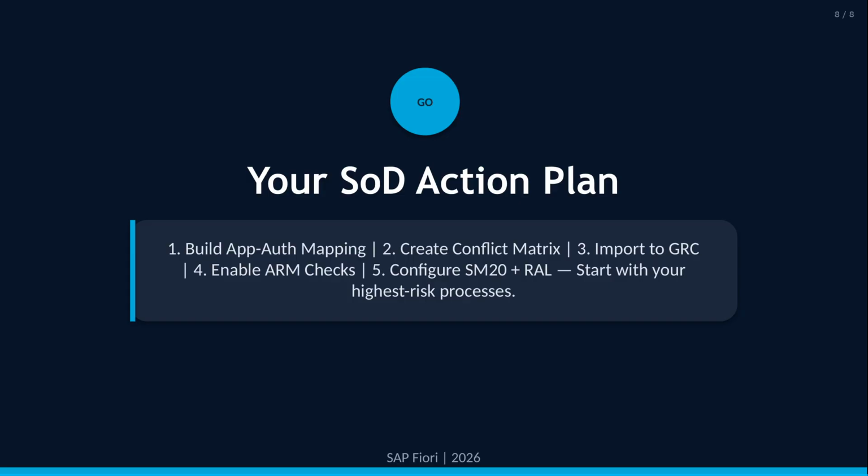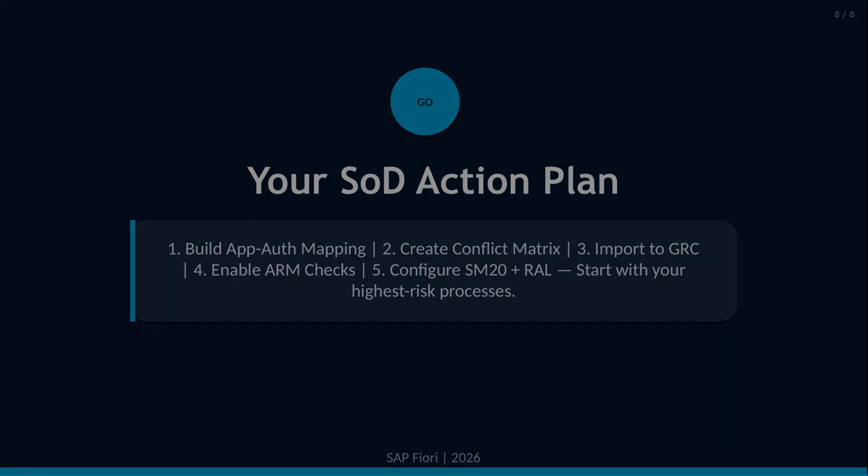Step 4. Enable preventative SOD checks in the access request workflow. Step 5. Configure SM20 and RAL for audit-ready evidence collection. Start with your highest-risk processes, typically procurement, finance, and HR, and expand from there.